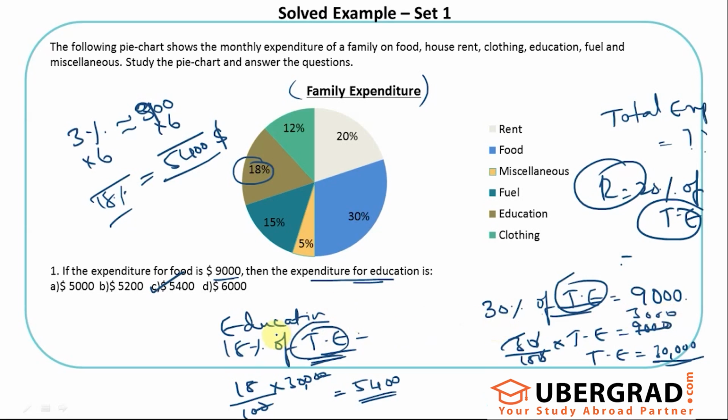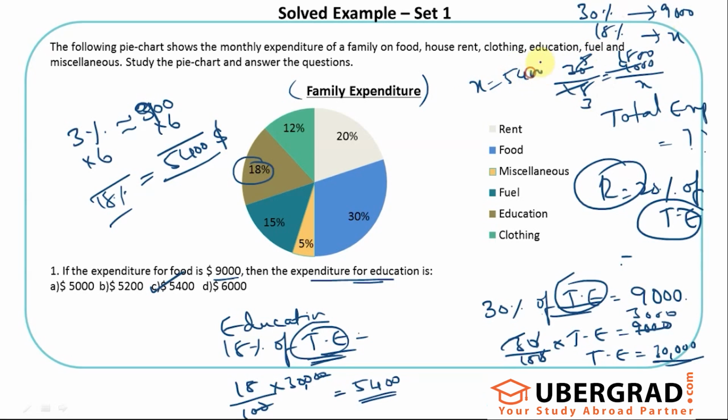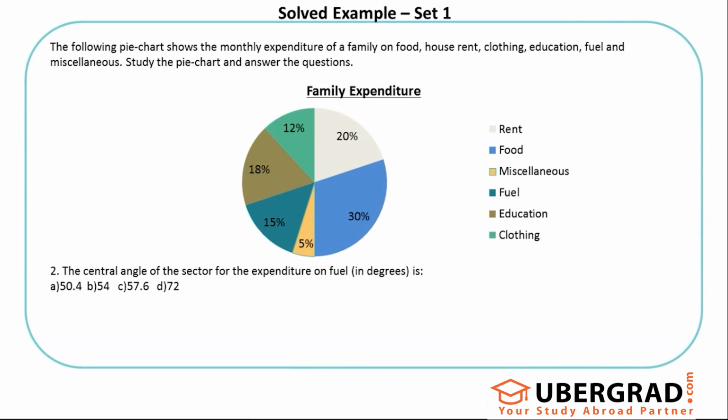30% is 9,000, then 18% should be also in similar proportion. So other way to look at it is this: 30% is 9,000. What about 18%? X. So I do 30 by 18 is equal to 9,000 by X. 30 by 18 is 9,000 by X. So 6 3s are 18, 6 5s are 30, 18,000, 1800. So X is 5,400. It's all the same thing that I'm doing, just I'm showing you different ways to solve it faster if you are comfortable with percentages and basic concepts.